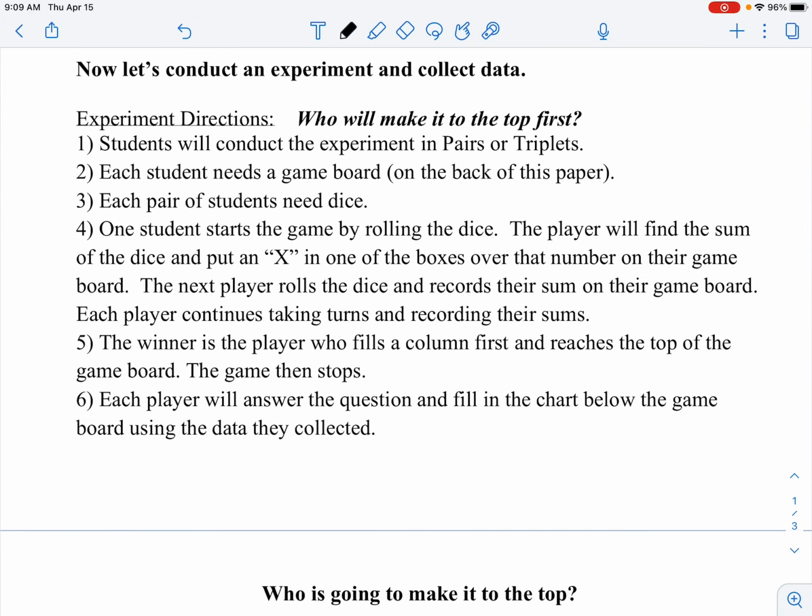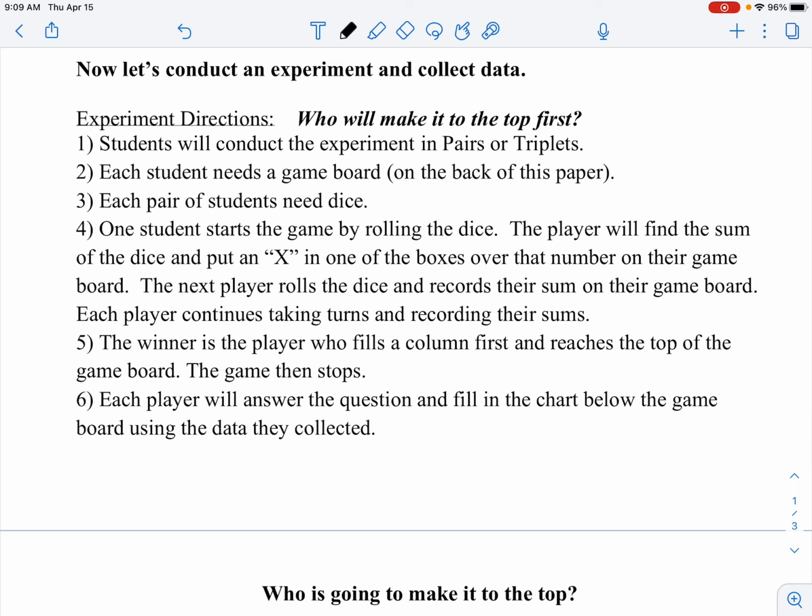So what you guys are going to do is you're going to roll the dice and then find the sum of the dice. So you're going to add those 2 together. And what you're going to do is put an X in one of the boxes over the number on your game board. And what you're going to do is just repeat this process over and over until you get one of those numbers to the top. So you're not really playing to win here, but maybe you can take a guess at what number you think will get to the top first, and that can be the way that you win there on your own. So if you guess right, then you're good. If you guess wrong, then I guess you lose.